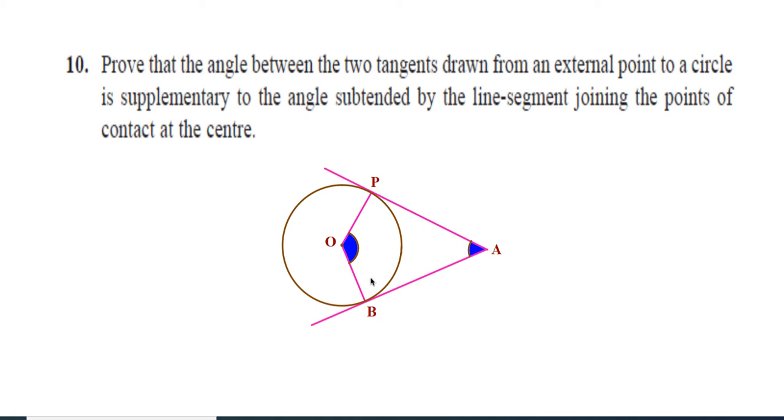It is very simple. You know what is angle OPA? OPA is 90 degree, tangent and radius. This OBA also 90 degree. In a quadrilateral, sum of the four angles of a quadrilateral is equal to 360 degree. Here angle P plus angle B, you will get it 180 degree. Obviously angle PAB plus angle POB, that also equal to 180 degree. In this way you can prove it. Do it yourself.